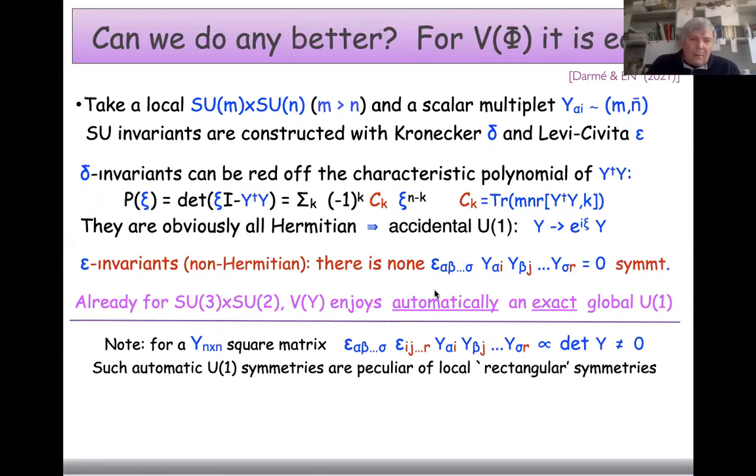Here just a remark, for a square matrix n times n, that is the worst possible case. In this case, I can contract the left index with a Levi-Civita and the right indices with a Levi-Civita because the dimension is the same. And this is nothing else than the determinant that I showed before. So because if I switch to field components, I switch two indices in two Levi-Civita, of course, this combination does not vanish identically. So this type of symmetries, accidentally enforced, is peculiar of what I call rectangular symmetries. Symmetry with M different from N.